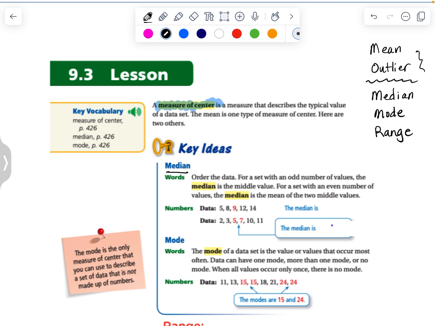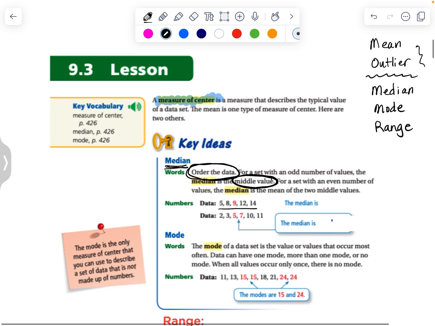The first one I want you to learn is the median. In order to do the median, the first thing you have to do is put the numbers in order. So you can see down here, the numbers are listed from smallest to biggest. And you could do it the other way around. The median is the middle number. It's the middle value.